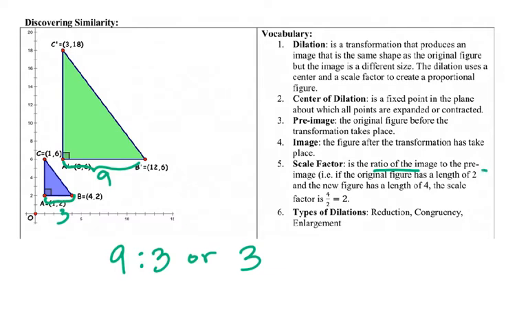So this is a different example. If my original figure has a length of 2 and the new figure has a length of 4, then the scale factor is 4 to 2, or 2. Different types of dilations, you can have a reduction, you can have congruency, and so we don't really consider that when we talk about dilations, or you can have an enlargement. So the enlargement or the reduction are the two that we're going to be talking about.